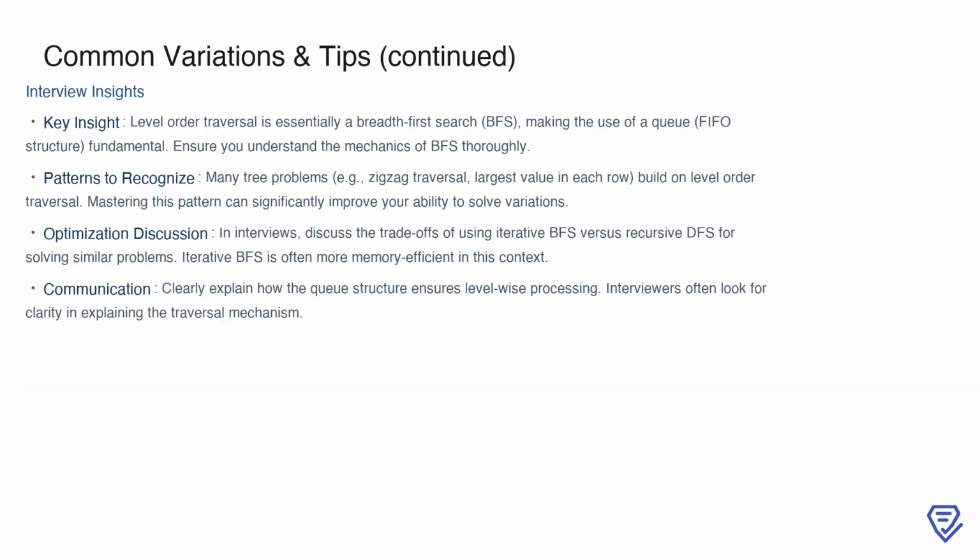Level-order traversal is essentially an application of breadth-first search, so mastering the mechanics of BFS is key. A queue, which operates on a first-in, first-out principle, is fundamental for ensuring the nodes are processed level by level. This pattern is not just useful for this specific problem but also forms the foundation for solving many related tree problems, such as zigzag traversal or finding the largest value in each row. Recognizing this pattern can significantly broaden your problem-solving toolkit.